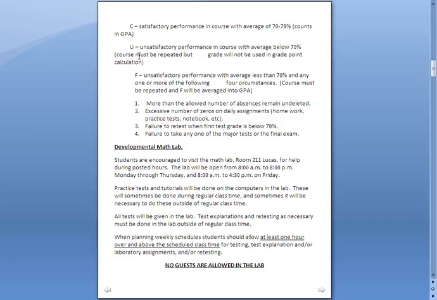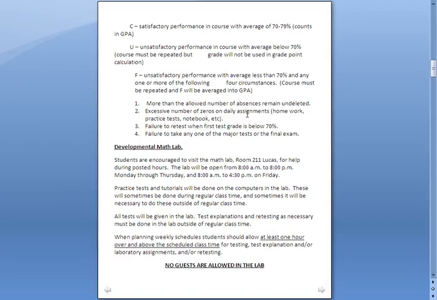So how do you get an F? Well, you become a candidate for an F if you have more than the allotted number of absences, if you have an excessive number of zeros on daily grades, like for homework, practice tests, and anything else that I choose to be a daily grade, or if you fail to retest when the first test grade is below 70. I'm going to talk about that when we talk about testing in this class in more detail. Or even if you fail to take a major exam, or even if you miss the final exam, you become a candidate for the grade of an F. Okay.